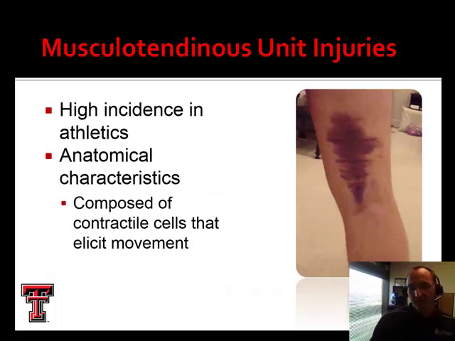Okay. Musculotendinous unit injuries have a high incidence of injury, a high incidence of occurrence in athletics. Anatomically, we know that muscles are composed of contractile cells that produce movement. We also know that a tendon is non-contractile, but it's fibrous, tough. Those attachment points between the muscle and the tendon can be exposed to trauma through tension loading. The muscle itself can be exposed to trauma.